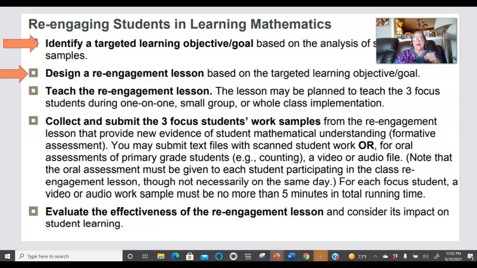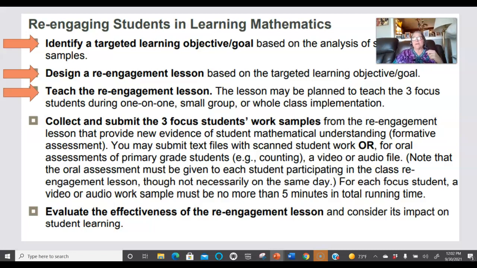You're going to design a re-engagement lesson based on that goal. Now, the good news is you don't have to write a formal lesson plan. You will be, however, in prompt 3, describing this lesson. Once you've described the lesson, you're going to teach it. Now, it's important to note that you need to be using a brand new strategy or a very different strategy from the one you used in the original lesson.